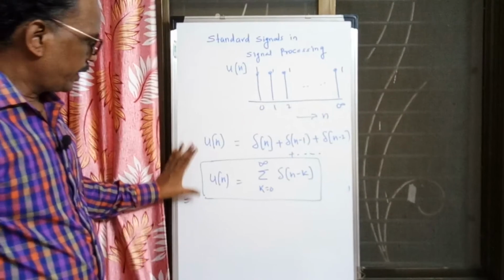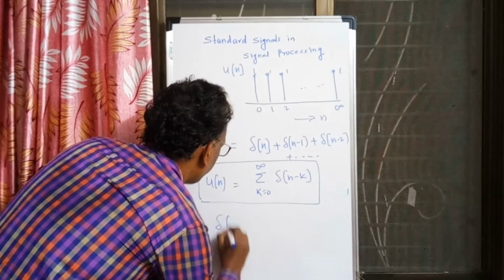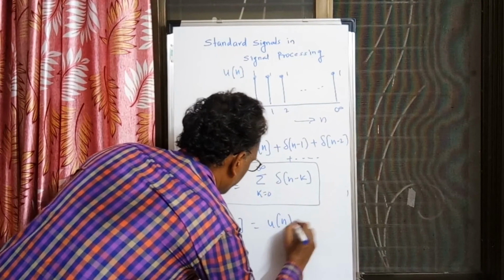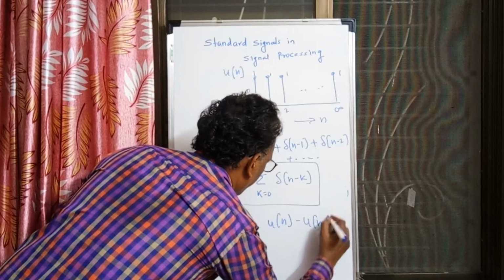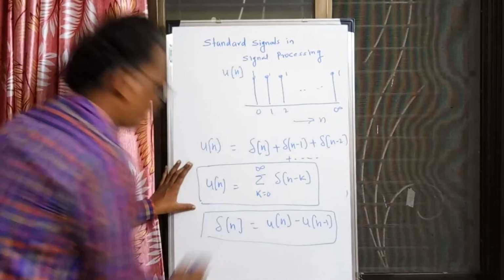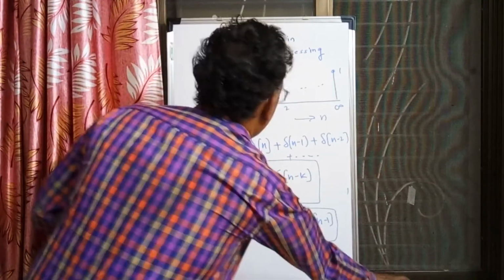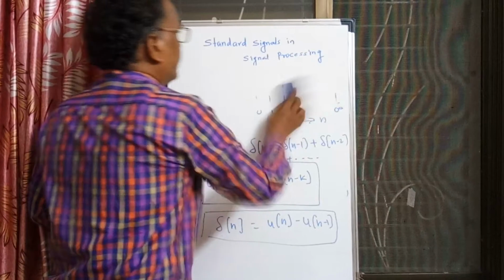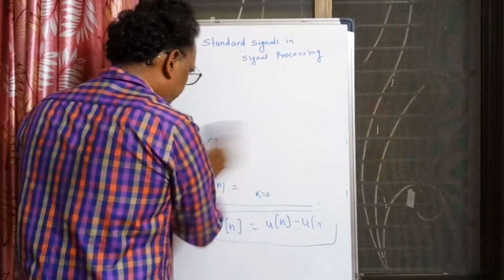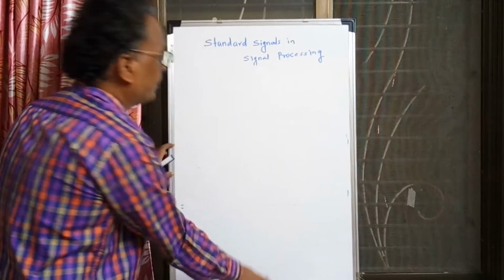So u[n] is written in terms of δ[n], and δ[n] can also be written in terms of u[n], that is u[n] minus u[n-1], which we have seen in the last lecture. So there is a relation between u[n] and δ[n]. Now let us see one more signal, which is also a standard signal in signal processing. That signal is the unit ramp signal.